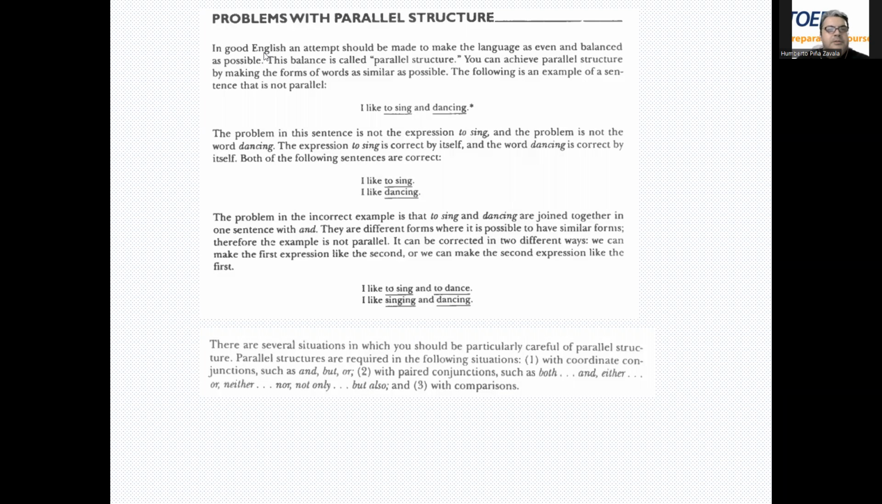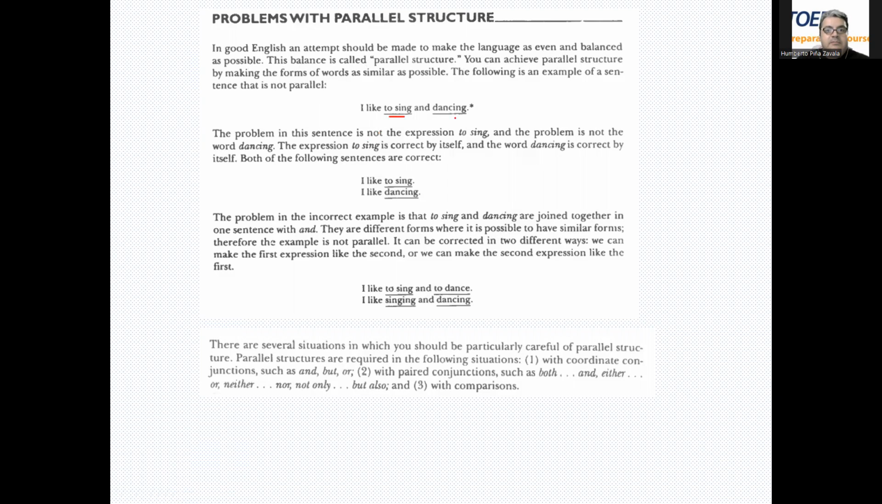In good English, an attempt should be made to make the language as even and balanced as possible. This balance is called parallel structure. You can achieve parallel structure by making the forms of words as similar as possible. The following is an example of a sentence that is not parallel.